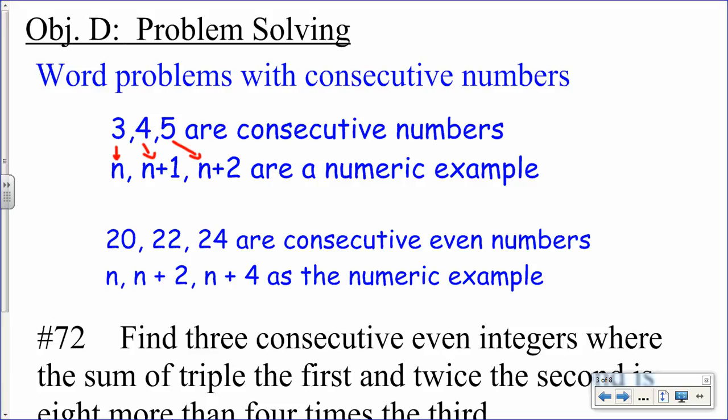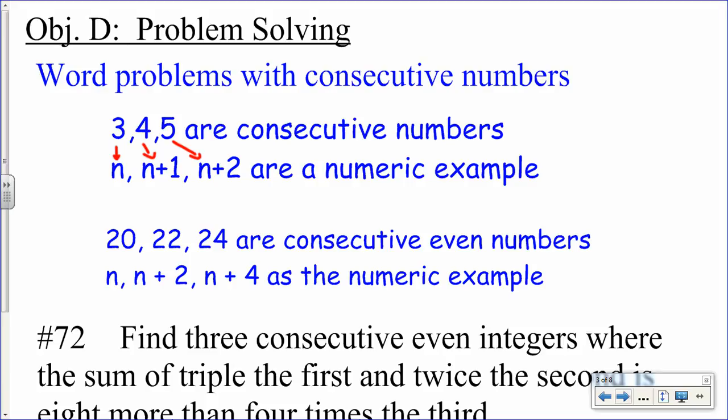Okay, if you're looking for even or odd integers or numbers, then you're not going up 1 and up 2, you're going up 2 and up 4. Because if you start at 20 and you want 22, that's 20 plus 2. And then you want 24, that's 20 plus 4. You can think of the third one as the second one plus 2. So then it would be n plus 2 plus 2, which is n plus 4.